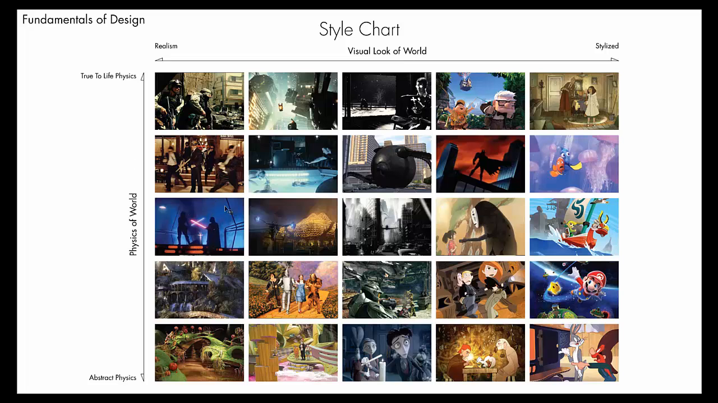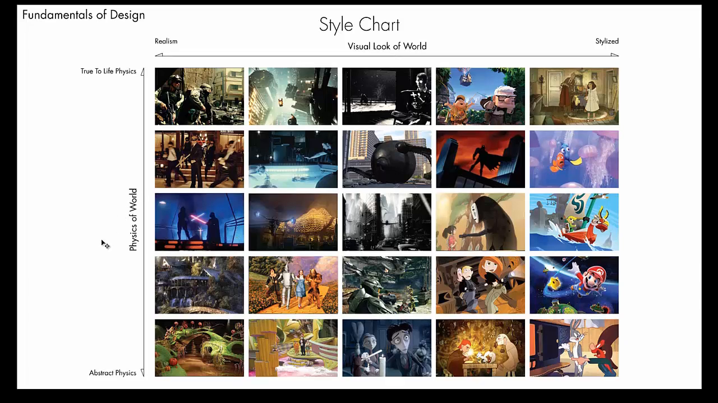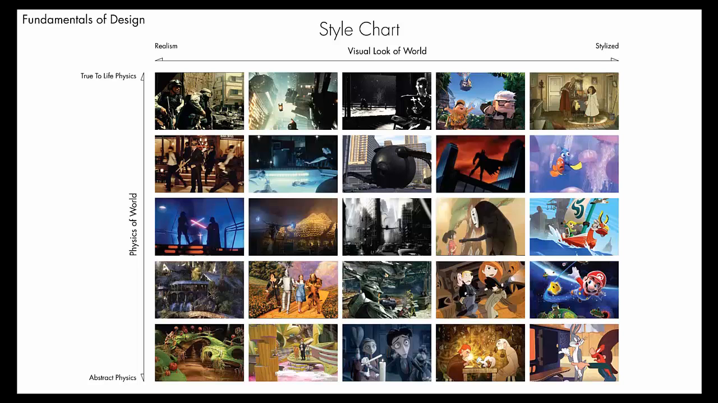Star Wars, you know, the idea of the Force and whatnot. Then you've got Lord of the Rings here. That starts to become a little bit more abstract. And then down here we've got Charlie and the Chocolate Factory, where you've got rivers of chocolate flowing. So we've got this whole wide variety of different physics and visual looks that we can place our film or our project in.